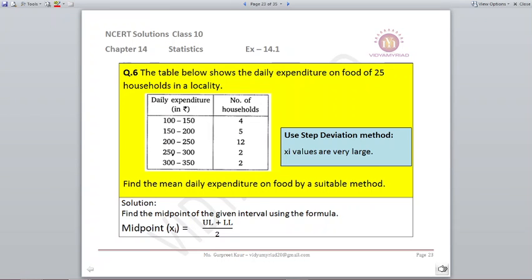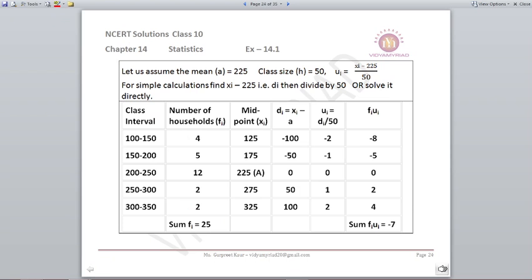Next, the table shows the daily expenditure on food of 25 households in a locality. Daily expenditure is given in hundreds and the number of households is in small single-digit values. Now we know that when the xi values are very large, we can use the step deviation method. So here we will be using step deviation, and we know the formula, we know how to find it.